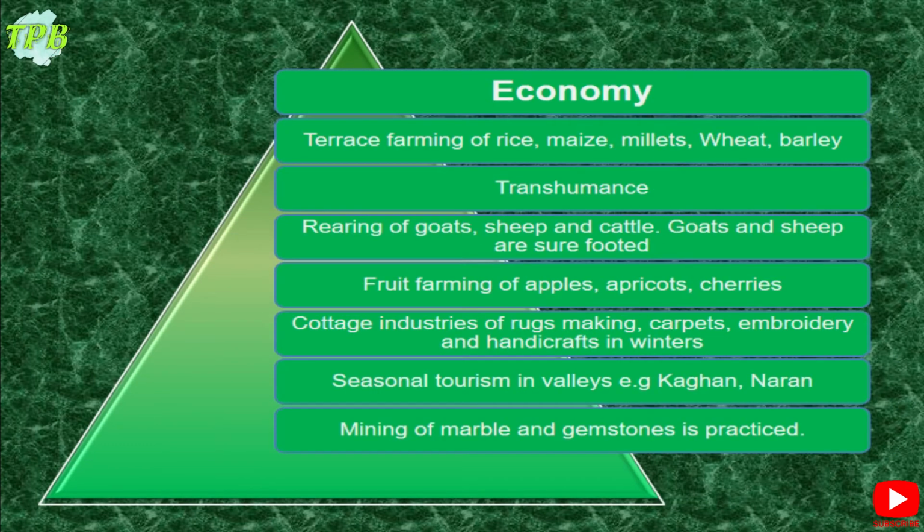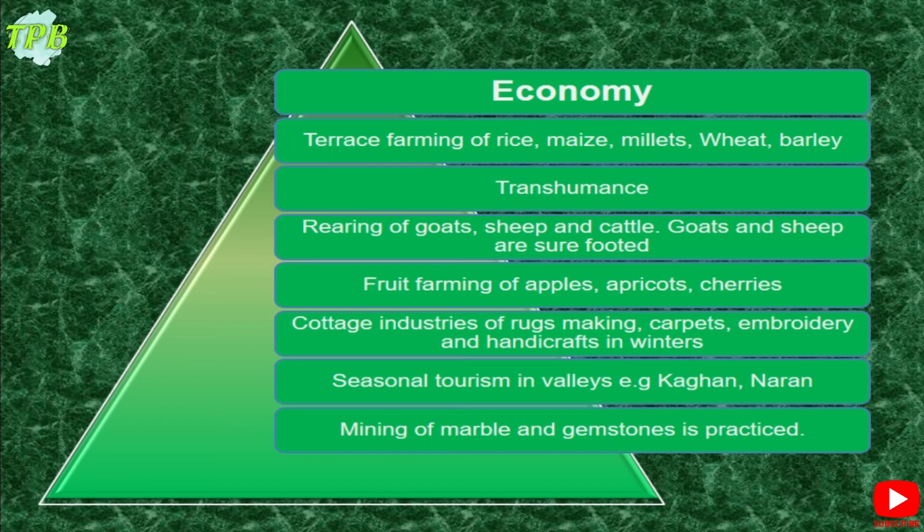Dear students, remember, when you are solving the economy question, you should go from the most common factors to the least or lesser common factors. In the northern mountains, terrace farming is really common. Since the land is not flat and there are many valleys here, the farmers cut the slopes of the mountains into terraces. Rice, maize, millets, wheat, barley are common crops grown here.